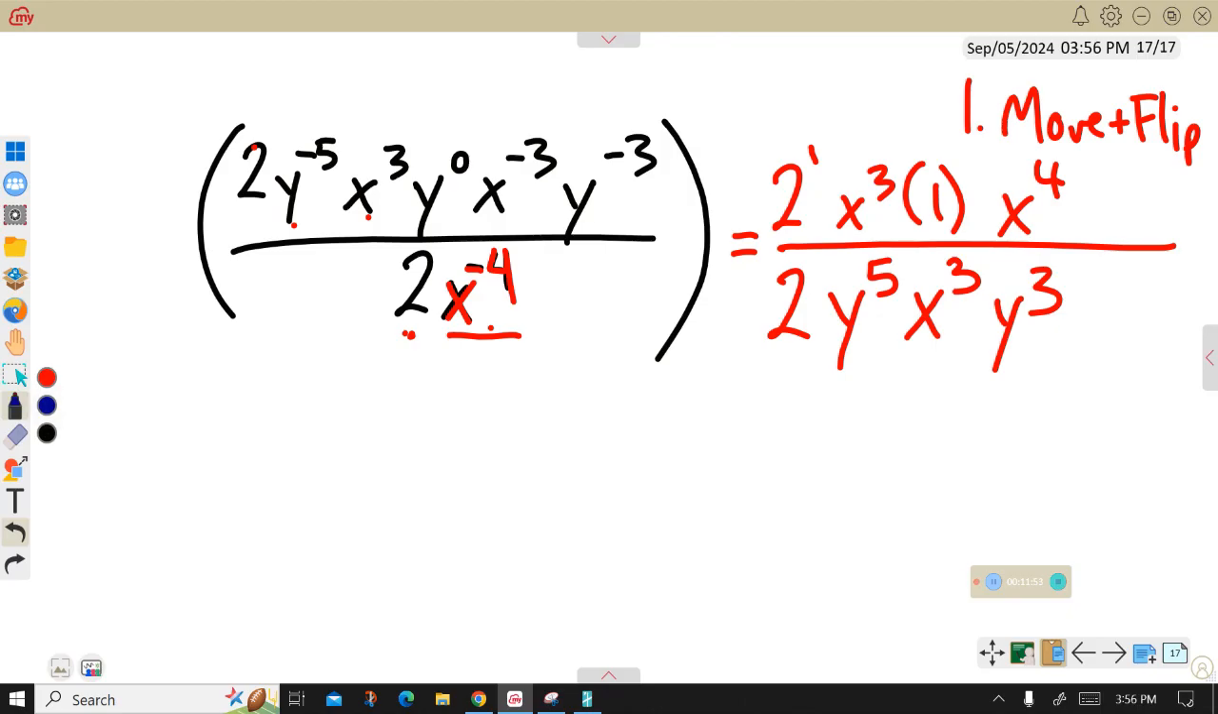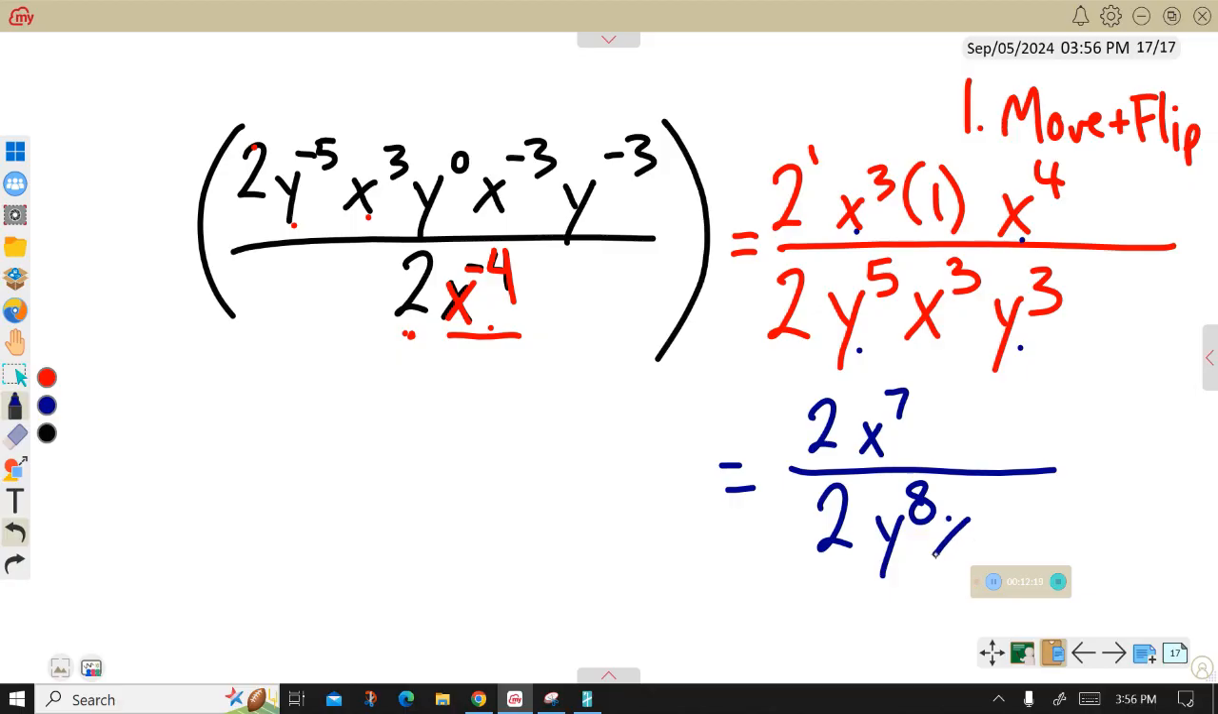Now all we have to do is combine and cancel things. So we'll take a look at the top here. We got 2, and you can see we have x cubed and x to the 4th. So that should give you x to the power of 7. On bottom here we have the 2, and we can see that we have y to the 5th and y to the 3rd. So that would give us y to the 8th.